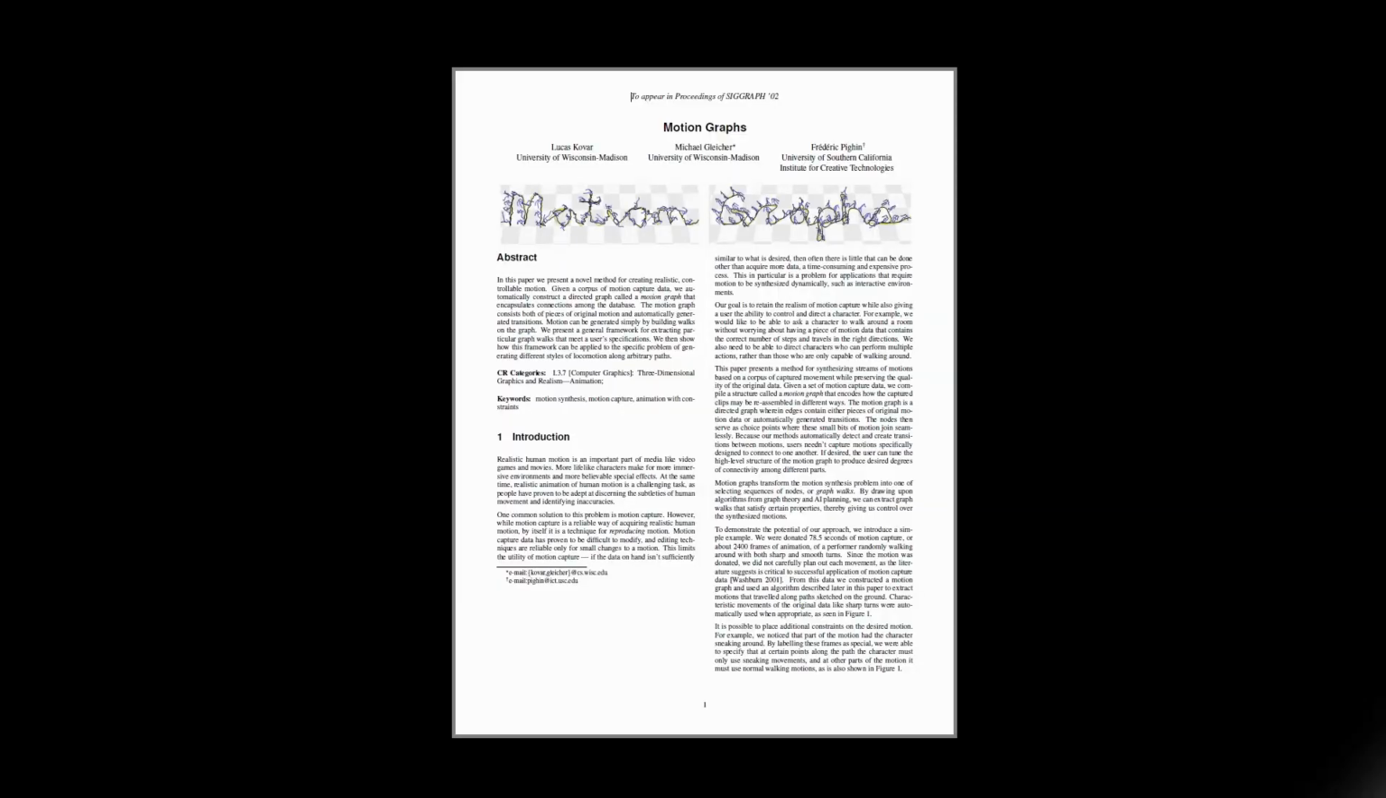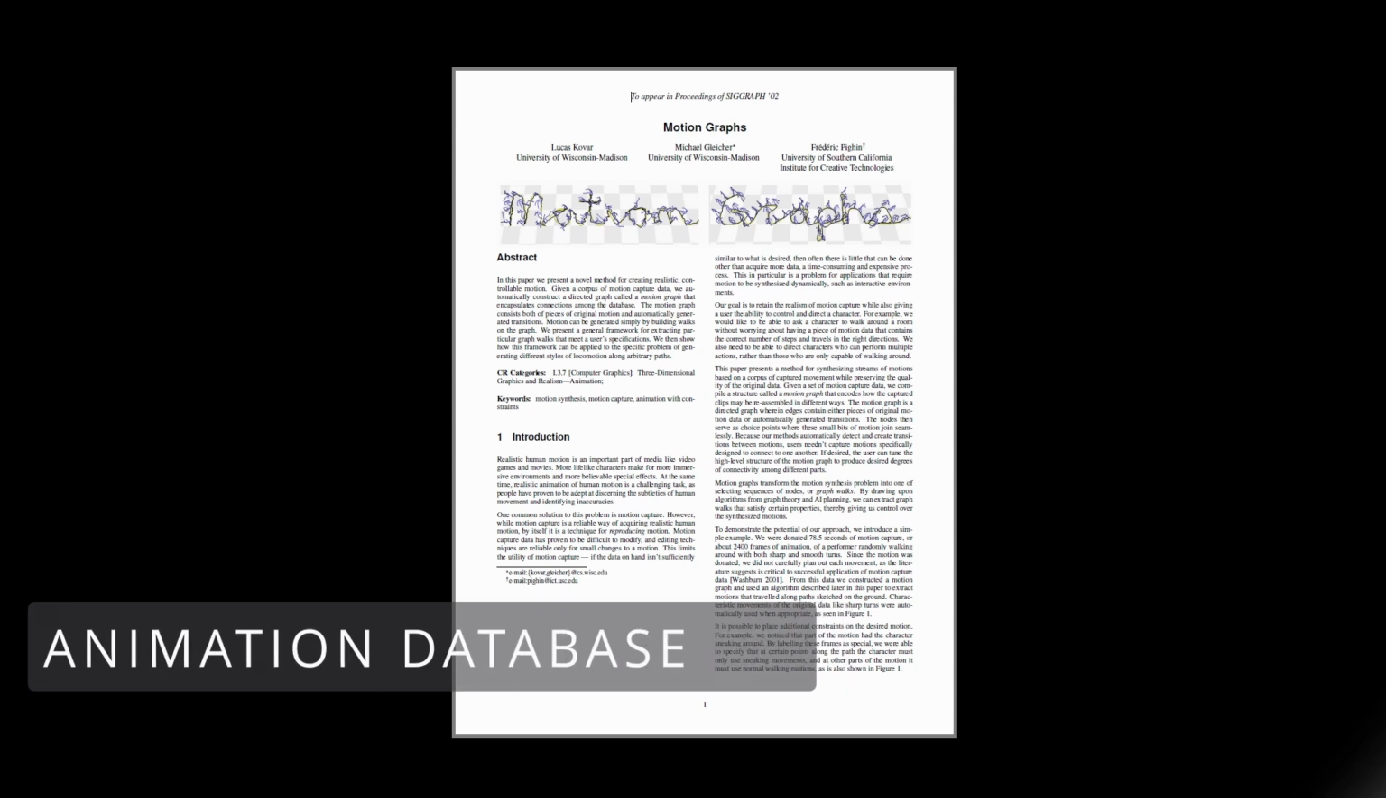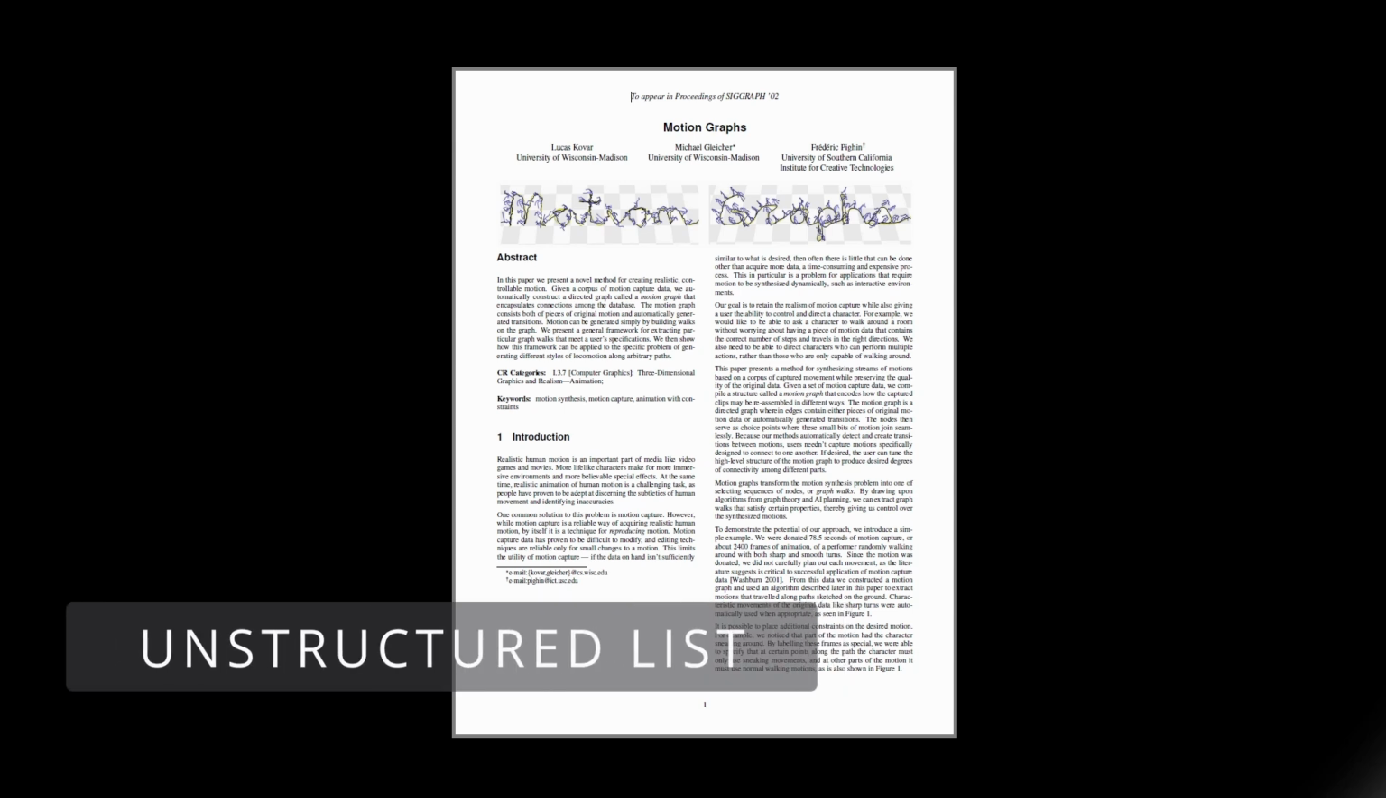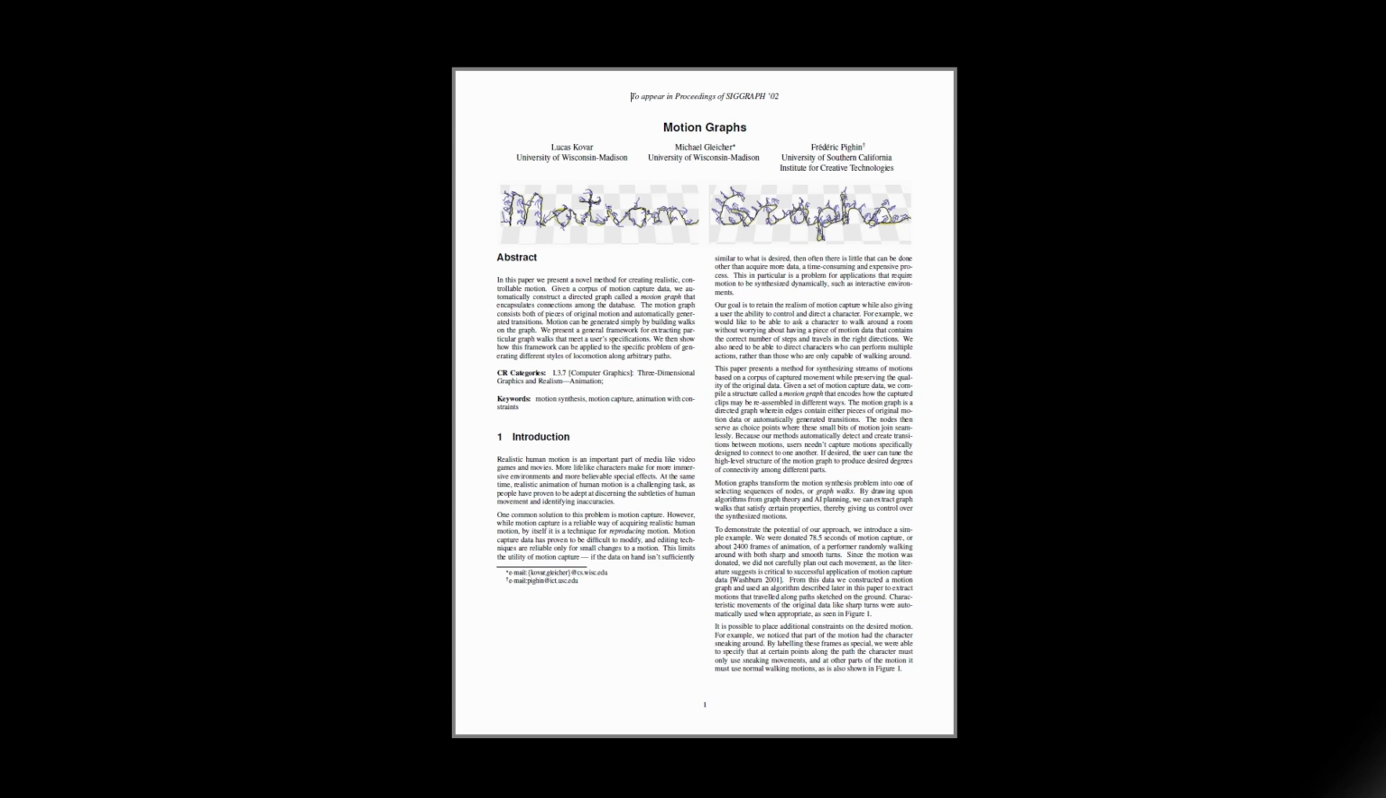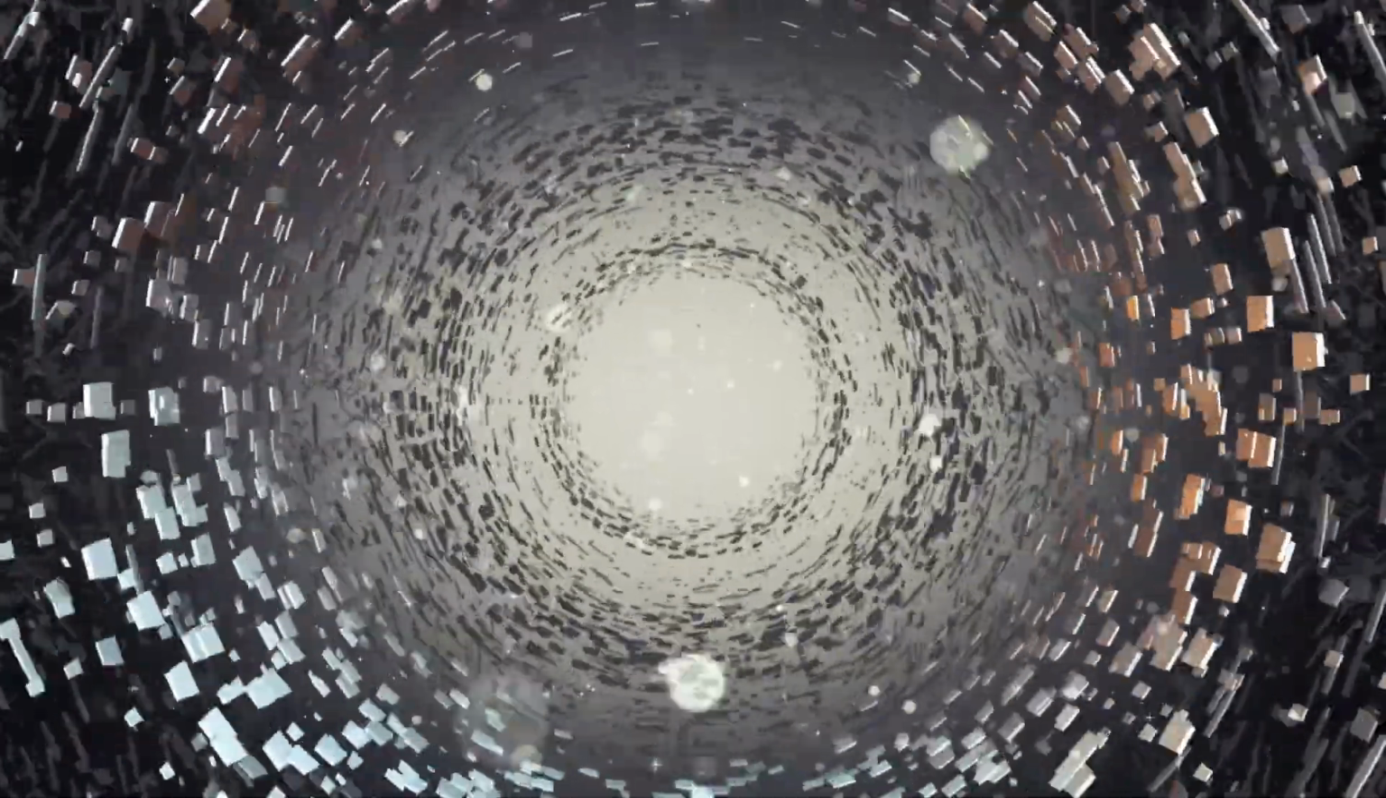I came across a SIGGRAPH white paper which was released in 2002 on the concept named Motion Graphs, which described a process using an animation database that has an unstructured list of animations from which the animation system selects the best animation to play for the next frame. So the developers of For Honor went down this rabbit hole to see if this is what they were looking for.